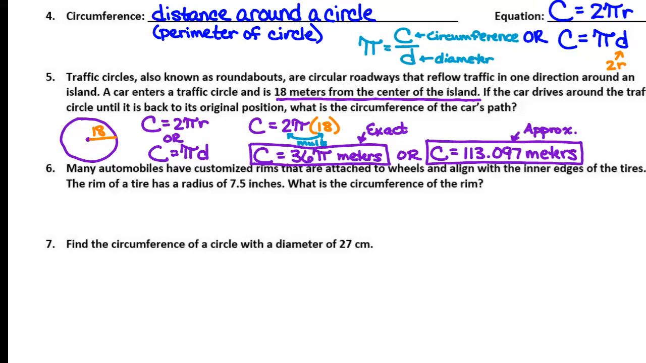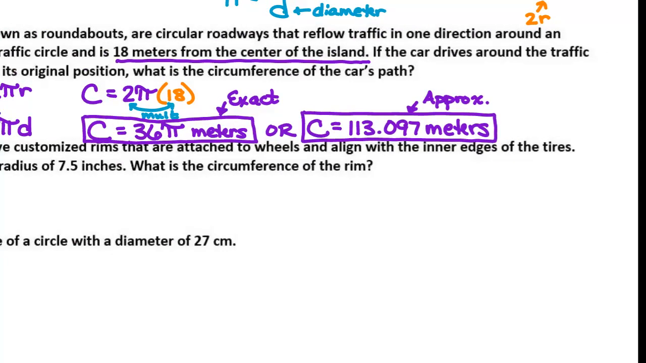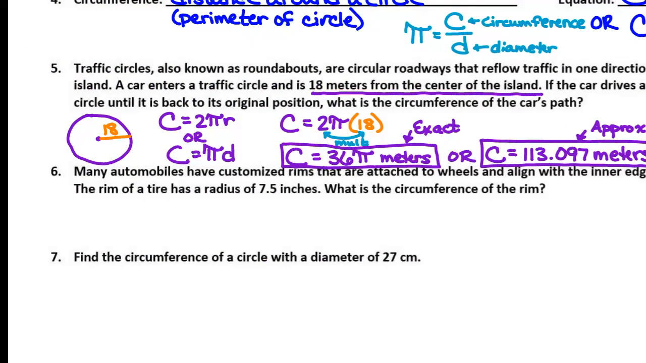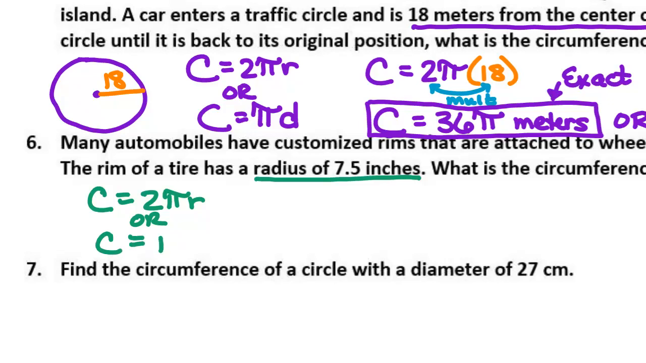Let's look at number 6. Many automobiles have customized rims that are attached to the wheels and align with the inner edges of the tire. The rim of a tire has a radius of 7.5 inches. What is the circumference of the rim? So I have my 2 formulas for circumference. Circumference equals 2 pi r, or circumference equals pi d. Which one should we use in this circumstance?